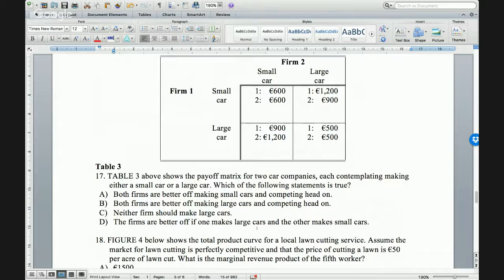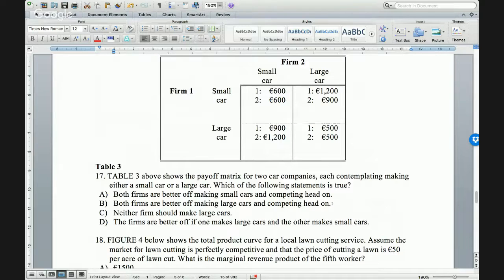Firms are better off if one makes large and the other makes small. That's true as well. One makes large, the other makes small. It makes sense for that to happen. But then firm 1, if they really want to make a large car, they're missing out on the potential €1,200. So why should firm 1 give firm 2 the higher profits? And they then might want to end up producing a large car.